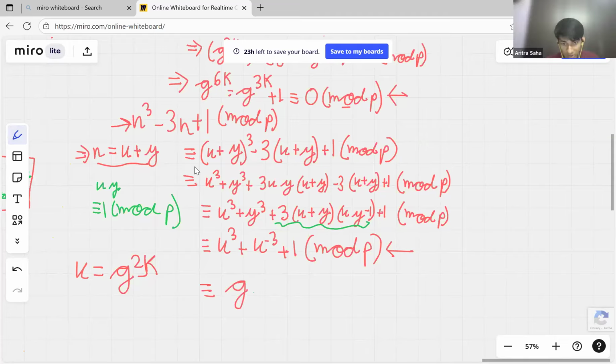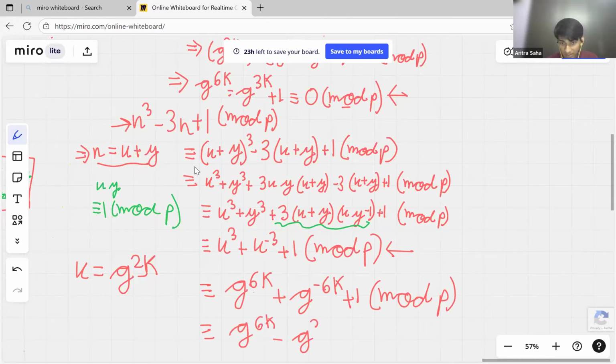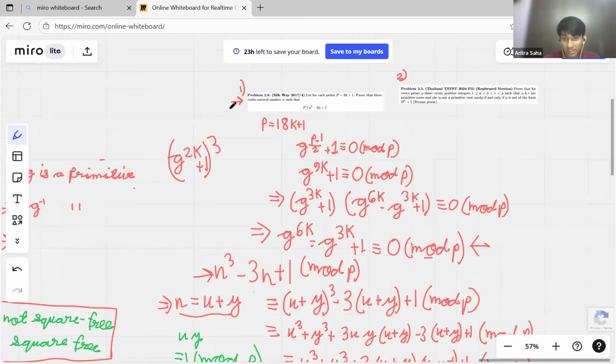So that becomes g to the power 6k plus g to the power minus 6k plus 1. But we know that g to the power 9k is minus 1. So if we multiply g to the power 9k into this thing, that is minus g to the power 3k plus 1 mod p. And we know this is 0 mod p, so this is also 0 mod p. And we got a construction.